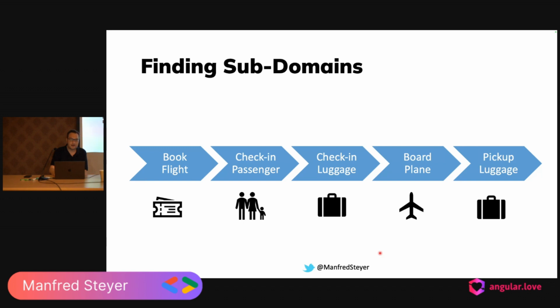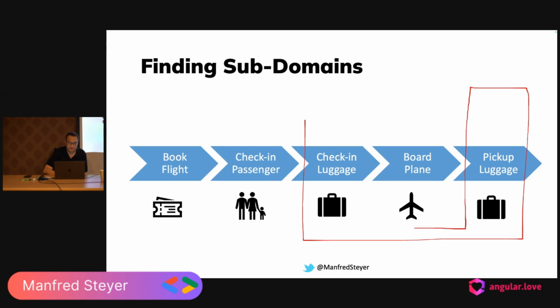One thing is the vocabulary. If you are using the same vocabulary in different process steps, then this might be an indicator that those process steps belong to one subdomain and hence to one vertical. So in this case, we have, for instance, luggage. We have luggage here, and we are using it in check-in luggage and pick-up luggage. And what's more important, we are using it in the same sense. We are referring to exactly the same if we use the word luggage here and there.